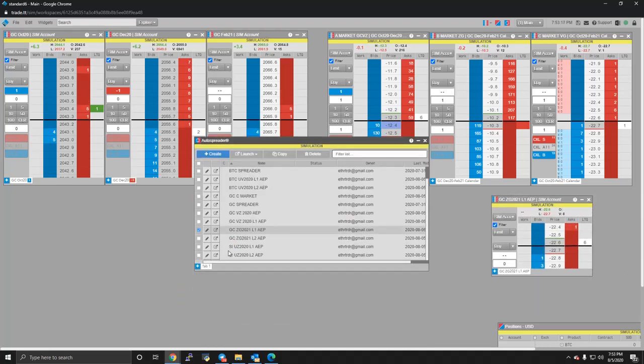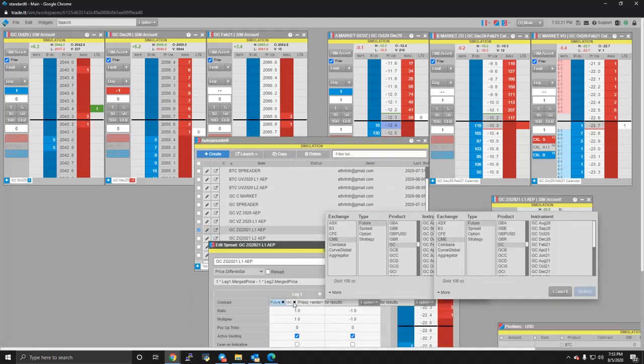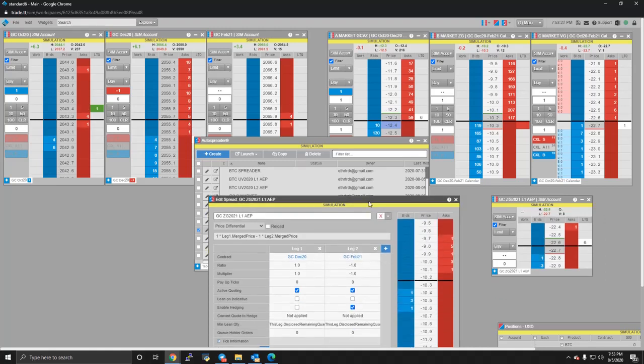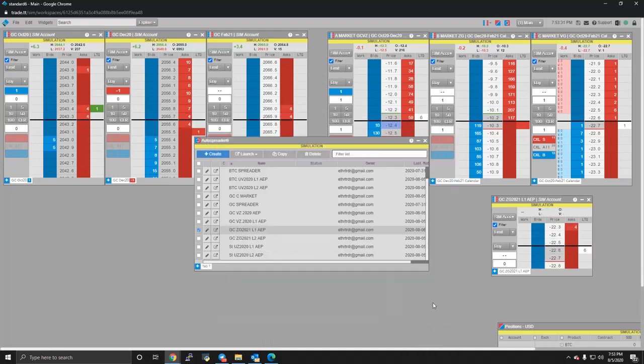Let me, before I forget, go back in here and change this back to D. Select, and that's only going to be quoting in leg 1. Okay, we can save that now.